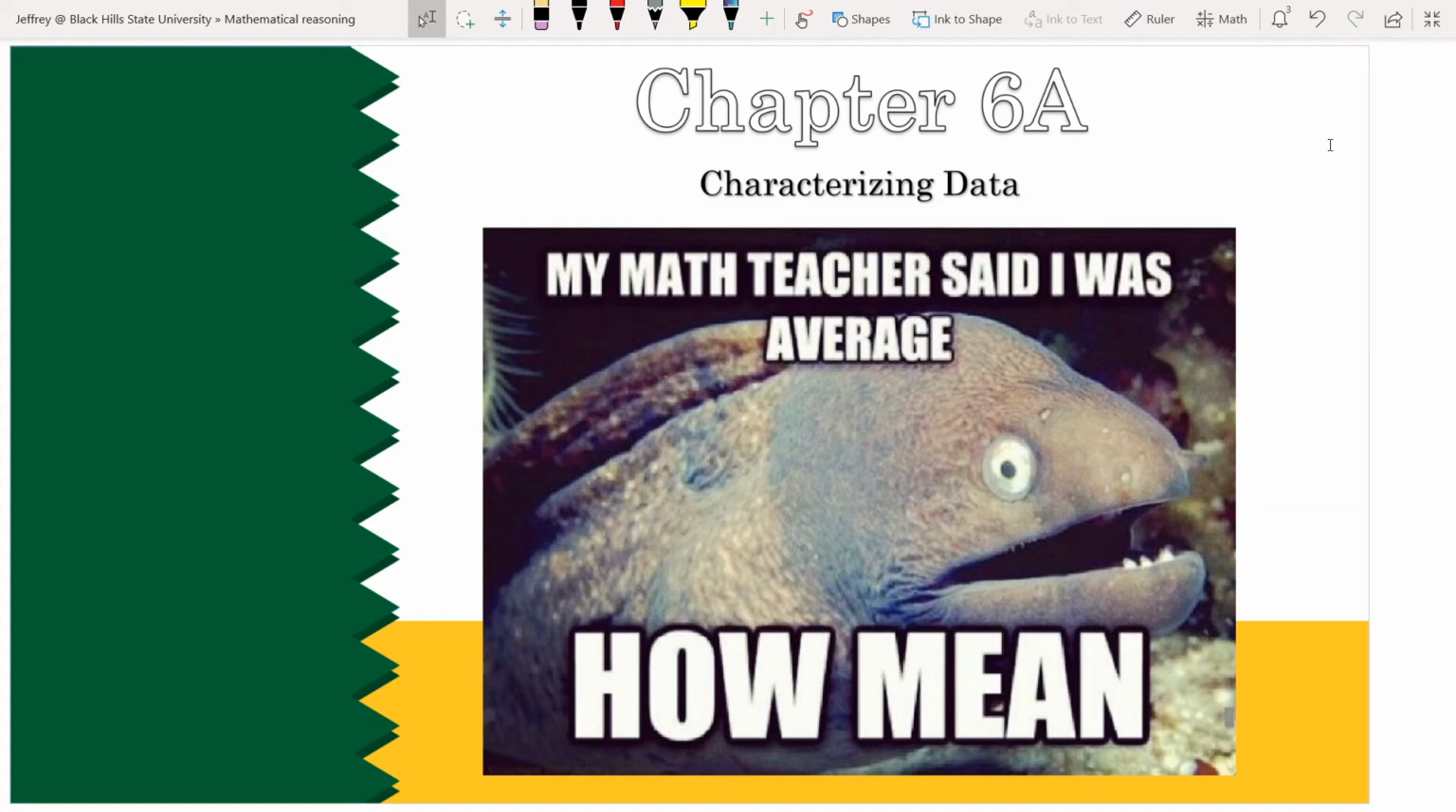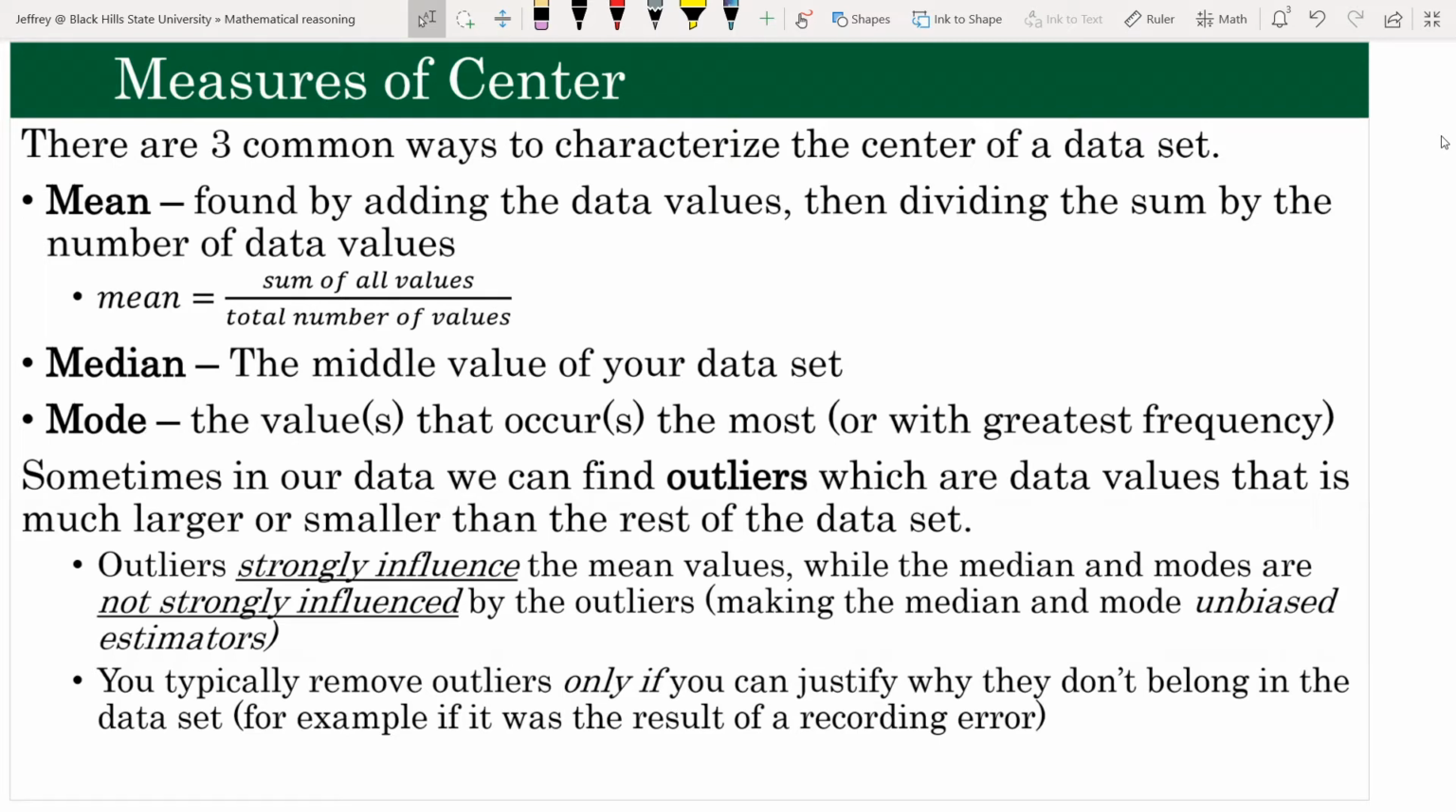Hello everyone. Today we're going to talk about characterizing data. So we're going to first talk about finding the measures of center. And this is just a numerical way of determining where the centermost point is in our data set. And in this section, we're going to talk about three different ways of finding the center of the data set.